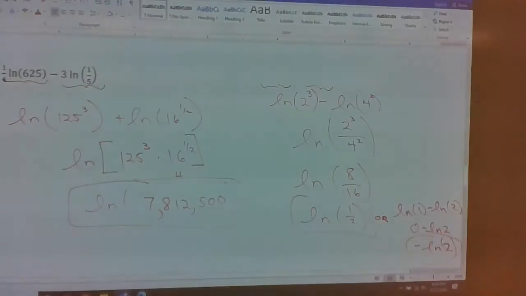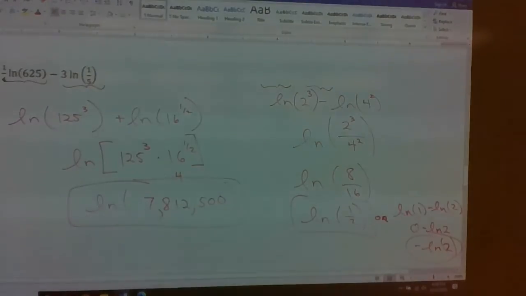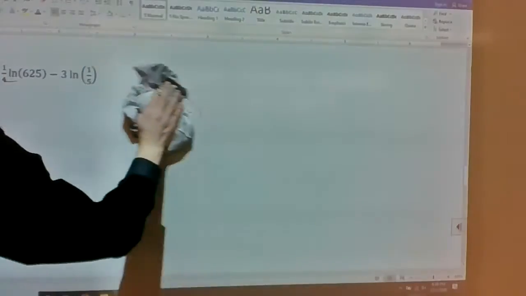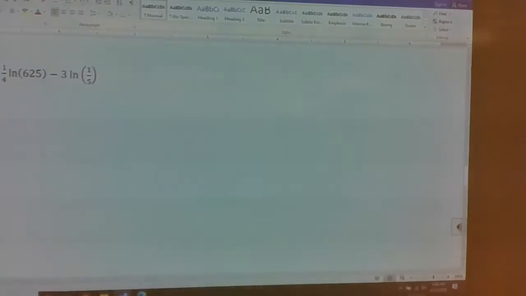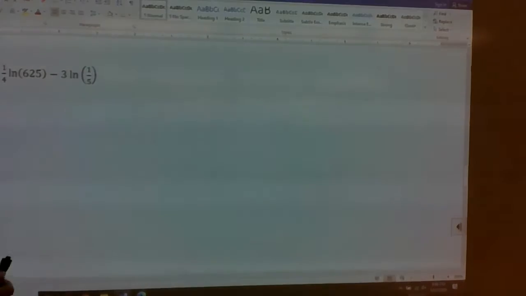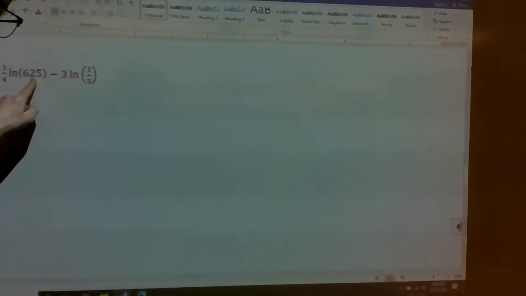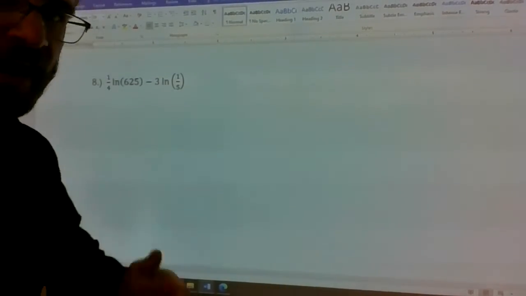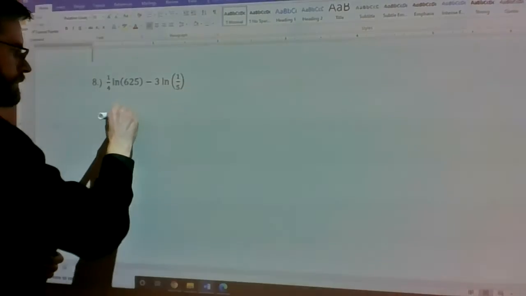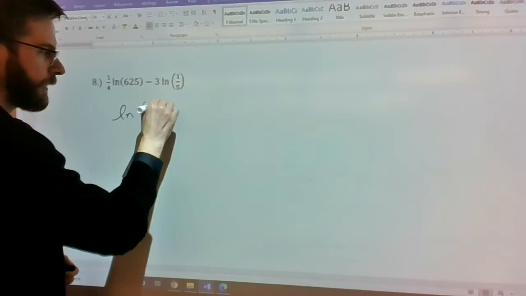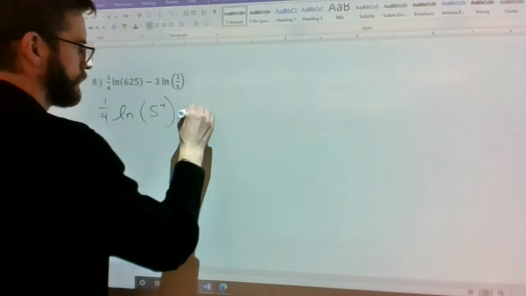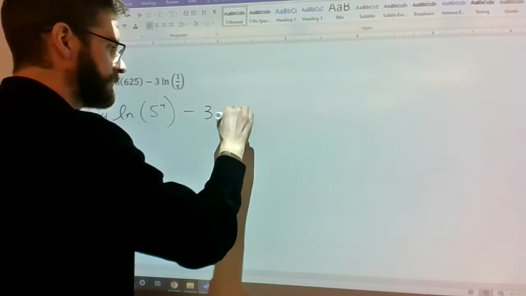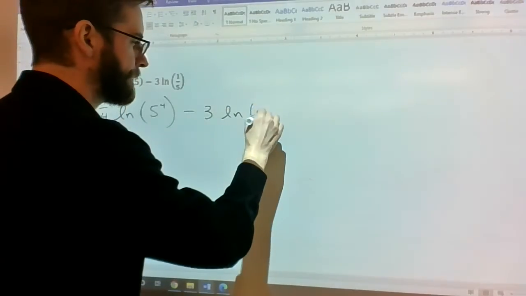All right, last one, number 8. If memory serves me correctly, 625 is a power of 5s. It's 5 to the 4th power. And 1/5 is 5 to the negative 1 power. I'm just thinking that's significant right off the bat.